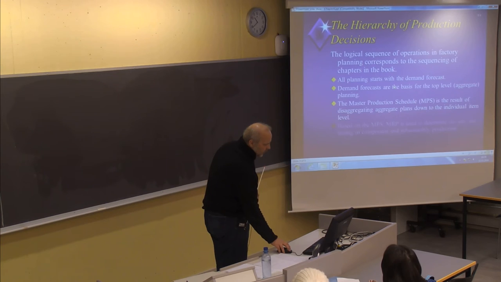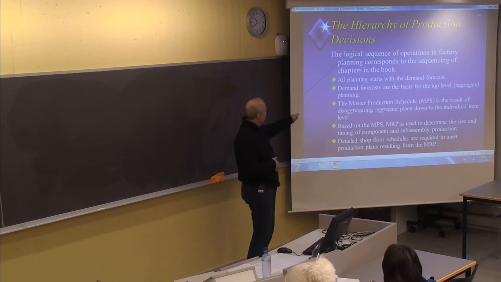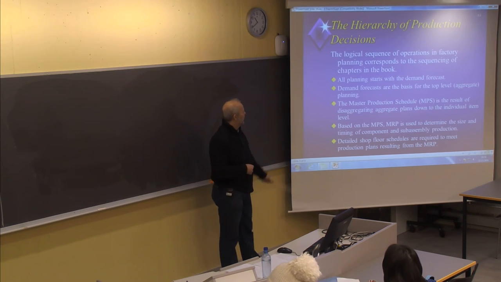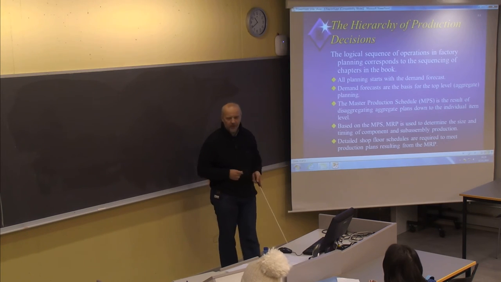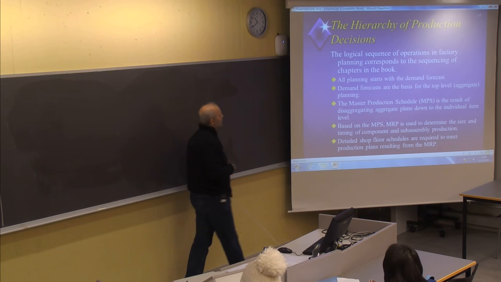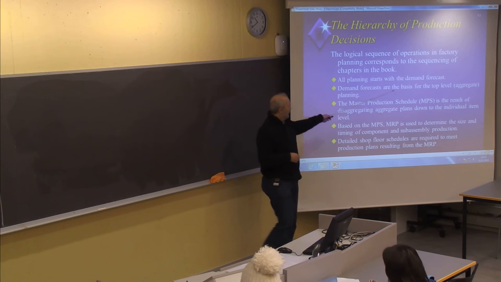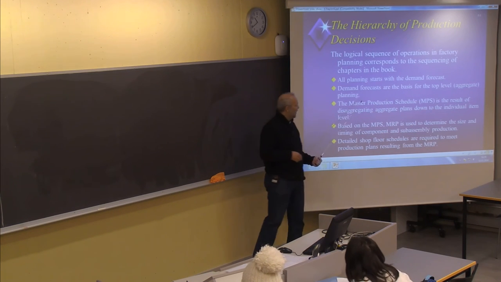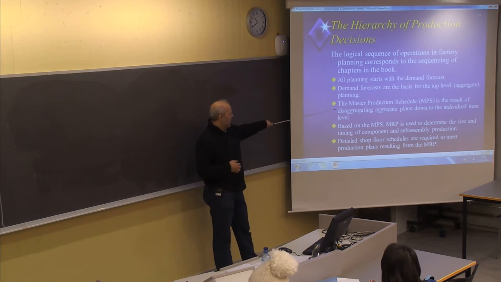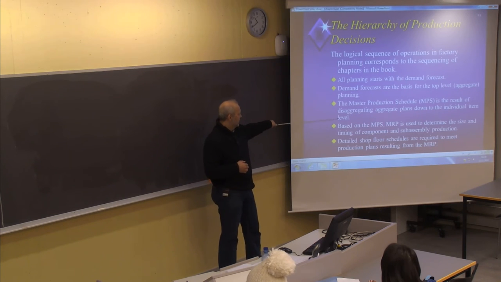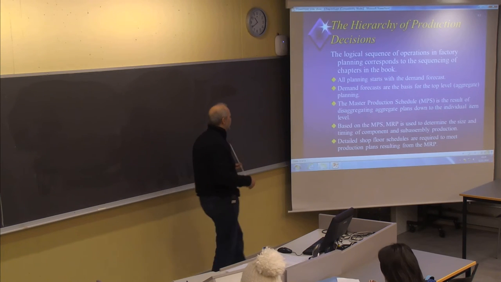So we talk about this hierarchy of the production decision. You have the logical sequence of operations in factory planning, which corresponds to the sequencing of the chapters in this textbook, the Nahmias textbook. First, we start with the forecast. When we have the forecast, we have the basis for the top level, the so-called aggregate planning, which is treated in chapter 3. And then we have the master production schedule, which is the result of this aggregate plan down to the individual item levels.